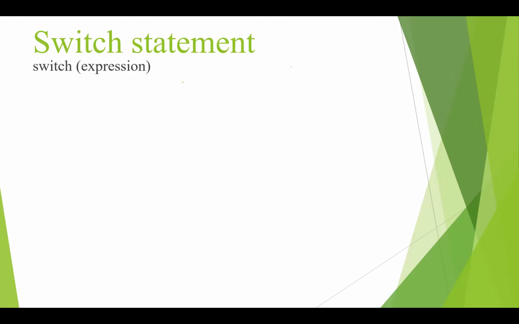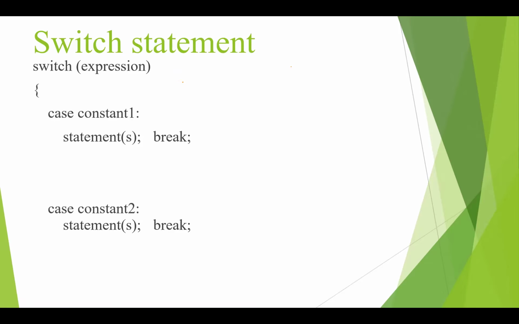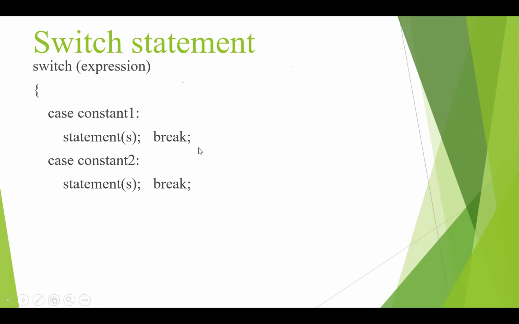Okay, the next one is selection statements, that is the switch statement. What is the syntax of this? First we have to give the expression, which is the keyword. Here we have to take all the instructions, case constant one. If the expression belongs to constant one, then these statements ought to be executed.